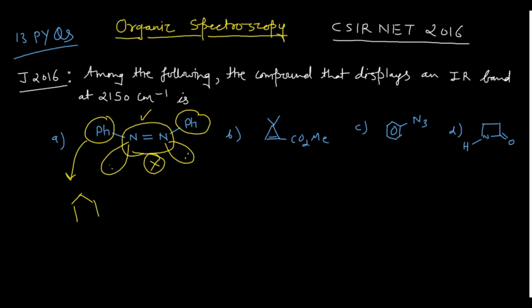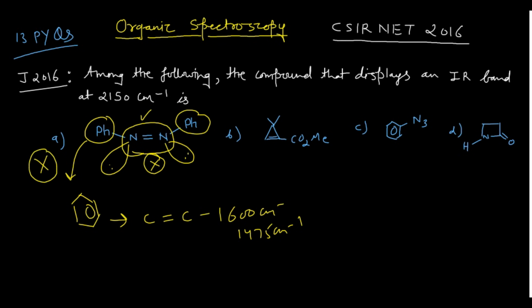When you have this phenyl ring, you know the carbon double bond carbon stretching resonates around 1600 centimeter inverse, and it goes up to 1475 centimeter inverse. So this cannot be your answer, because in the options you have been given only this 2150 centimeter inverse.